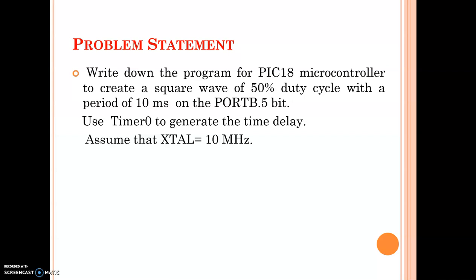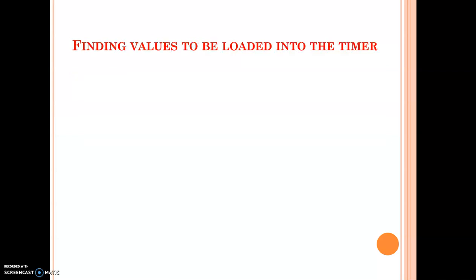That means on time and off time are of equal length. Next, the time period is given as 10 milliseconds. And the next information given is that we have to use the oscillator frequency as 10 megahertz. So in this case, we have to find out the value to be loaded in the timer register.